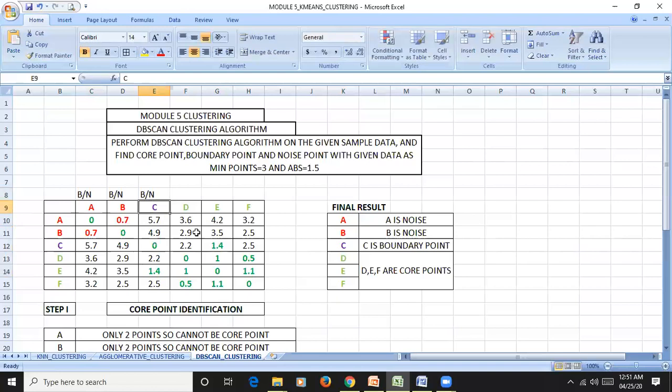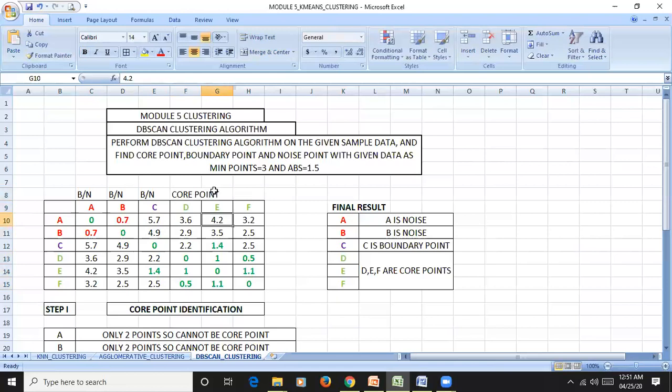Okay, come to D here. How many points are there? One is 0, one more is 1, one more is 0.5. How many points do I have? 3. It satisfies the minimum points equal to 3. So what do I call this? I call this D a core point.